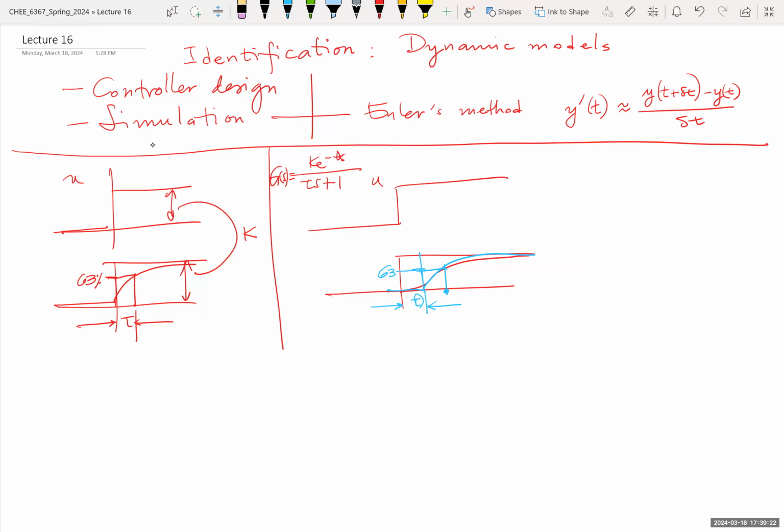So, make it a little nicer. This is theta. This is tau. And then, of course, this over that gives you the gain K of the process.